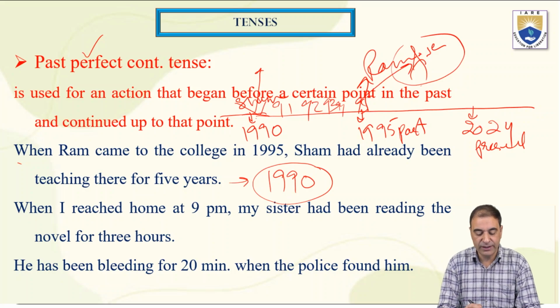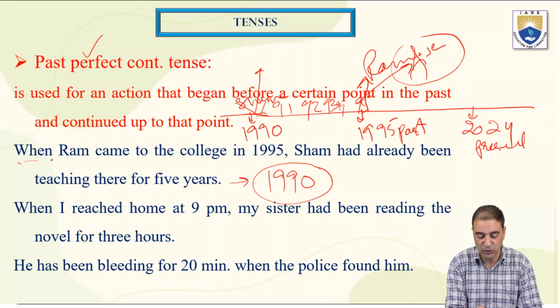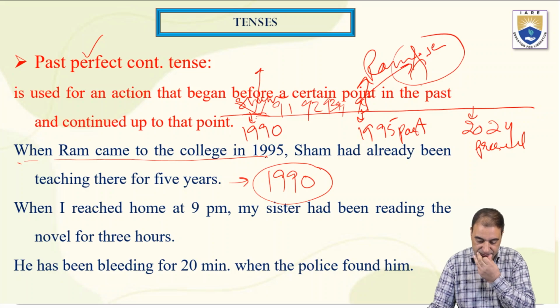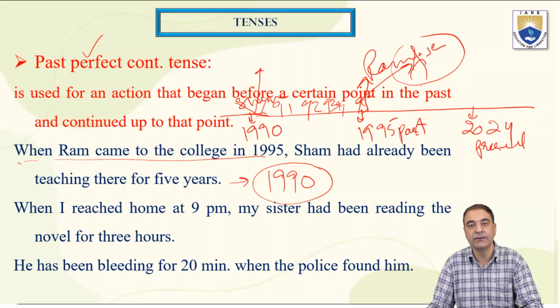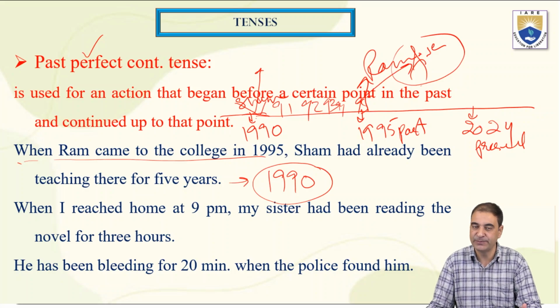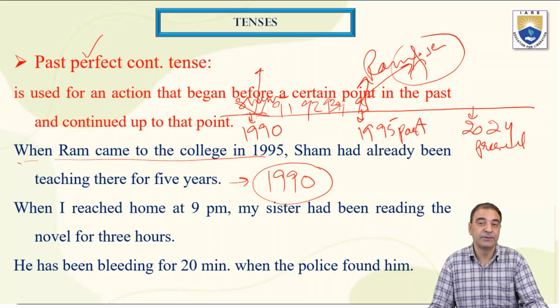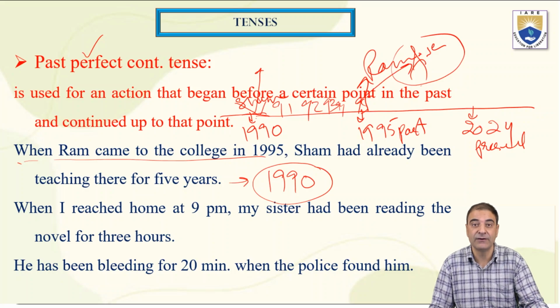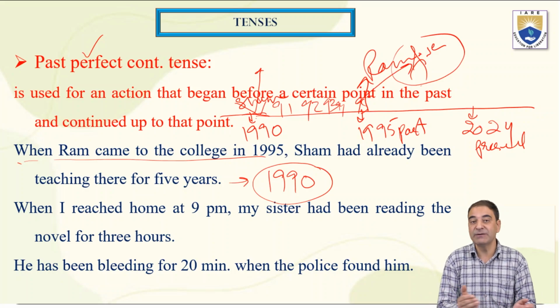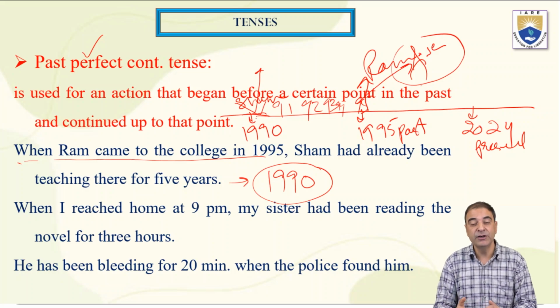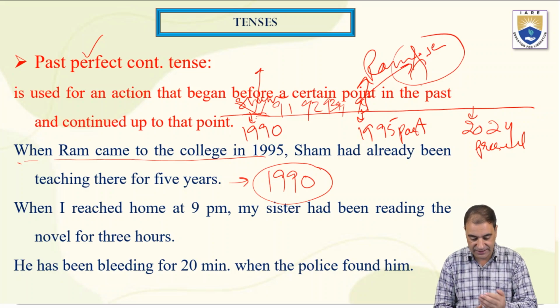And one more thing, there's another way of saying the same thing. For example, if you look at the first clause, that is, when Ram came to the college in 1995. As I told you, whenever a sentence ends with adverbs of past time, it can be last year, a week ago, yesterday, or any date, for example, 1947 or 1995, and these adverbs of past time are not preceded by since and for, there you have to use simple past tense, like in the first clause.